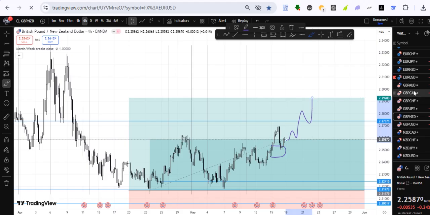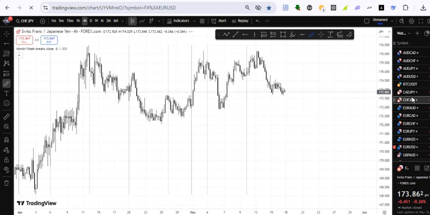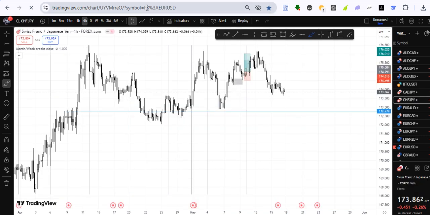The only pair that is stronger than the pound, to me, is the USD, and that's what I'm focused on. So basically that's what we're focused on for this week. Aussie weakness, Swiss weakness in a sense. Let's see, we have this Swiss weakness here.